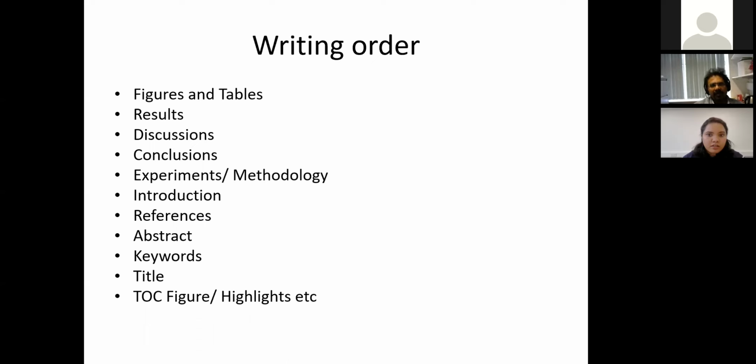You should put a lot of time in writing the abstract because that is what the editor is going to read most. He or she might read it a few times to see what exactly you have presented. That is your pitch. So take plenty of time to write, rewrite, revise, and refine your abstract. You also need to give keywords. Title is very, very important. Give an appropriate title. You also need to have a good TOC figure, and you need to write highlights of your work in less than 85 characters. So those are very, very important.